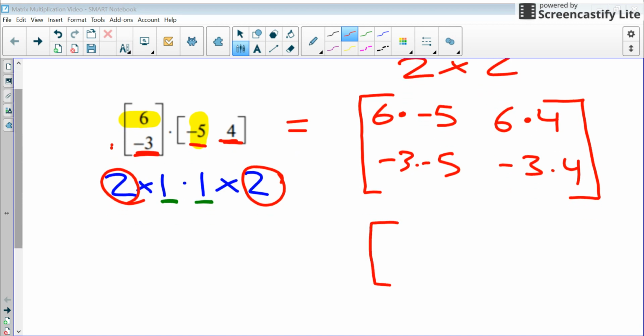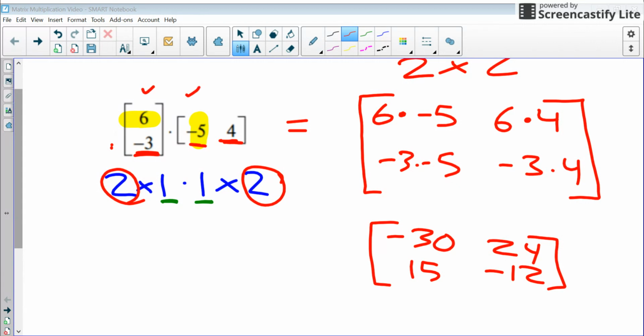So my answer, the matrix I get for my answer, is going to be -30, 24, 15, and -12. So that's the matrix I get when I multiply these two matrices here. Okay? I'm going to walk through a few examples of this with you.